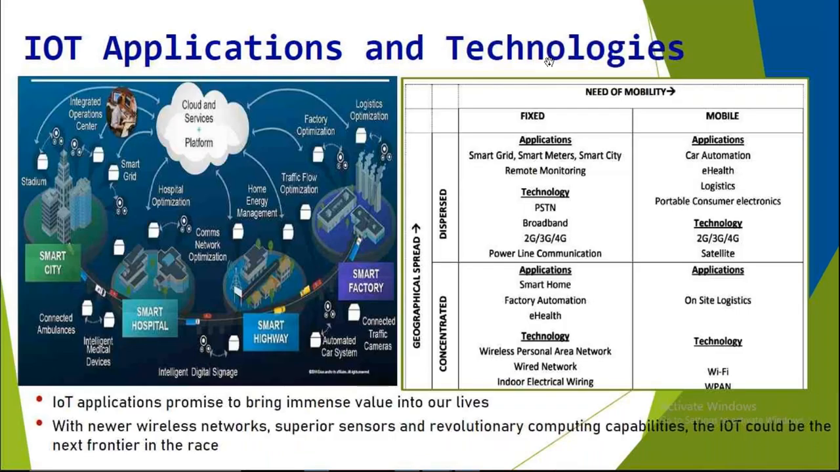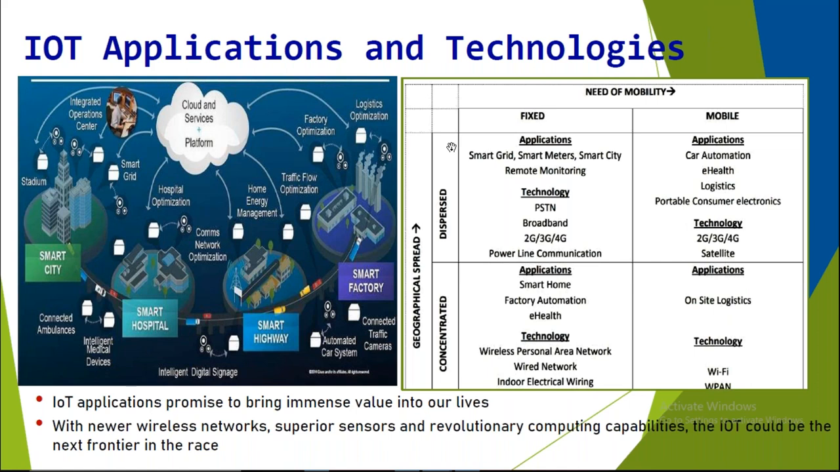So then IoT applications and technologies. IoT applications promise to bring immense value into our lives. The quality of life index will be enhanced because of IoT applications. But on the other side, privacy and security need to be taken care of, and the complexity, and even compatibility also need to be taken care of. But on the other side, we have got promising applications and promising results.